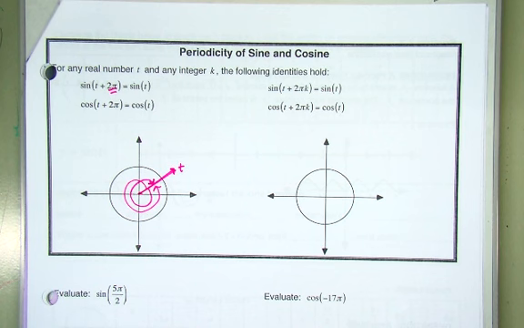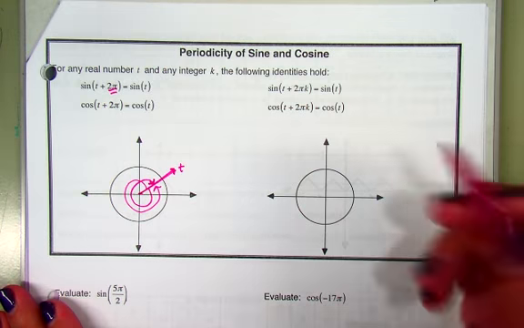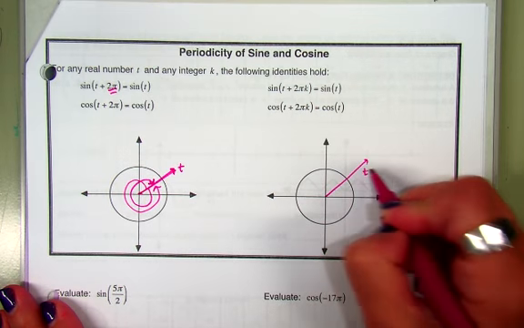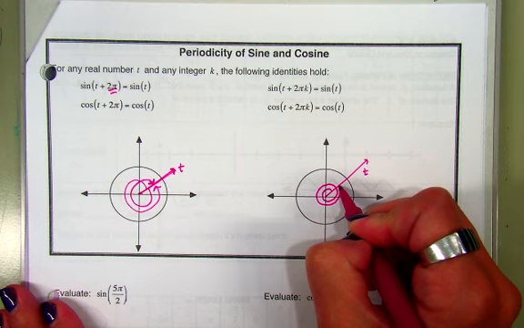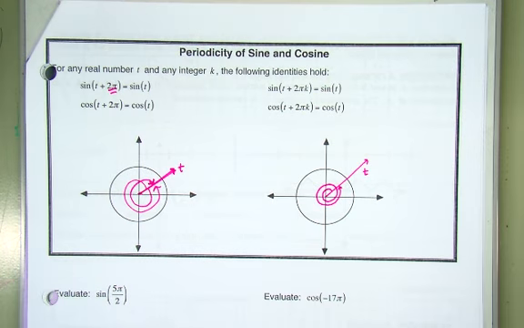Okay. What if I added like 4 pi? That's the same. But 4 pi is just 2 more revolutions, right? So I can start with 1 here. Here's my t. And I can add 1 pi and then 2 pi. And I'm still going to have the same sine or the same cosine, right? Or I could add 6 pi, or I could add 8 pi. What do you notice about all these things that I'm adding? They have to be multiples of 2 pi, right?